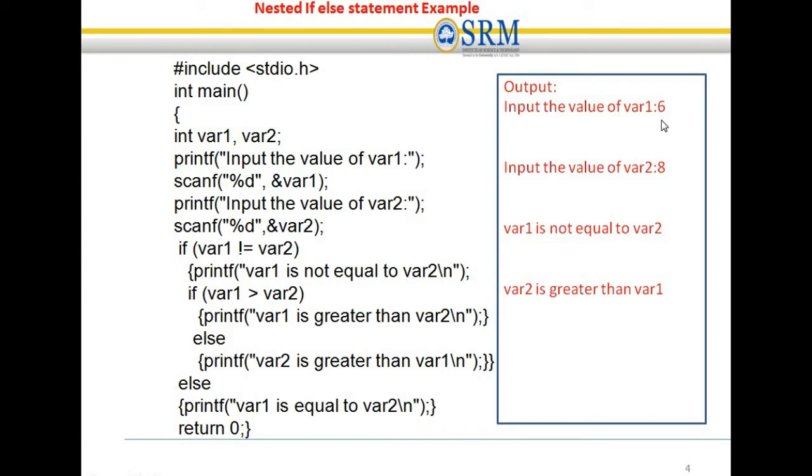Yes, it is not true. Variable 1 is less than variable 2. So it will print "variable 2 is greater than variable 1". So this is the output of this program. Now you have understood the nested if else statement.